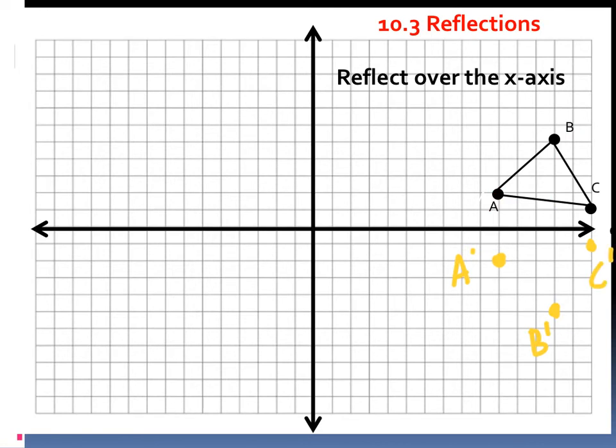So you should be doing this on your paper. Once you have those 3 points labeled, go ahead and use your ruler and connect your dots to make a triangle. If you've done it correctly, then it should look like the exact mirror image of the triangle up above. It should not look larger or smaller. It should be the exact same size.